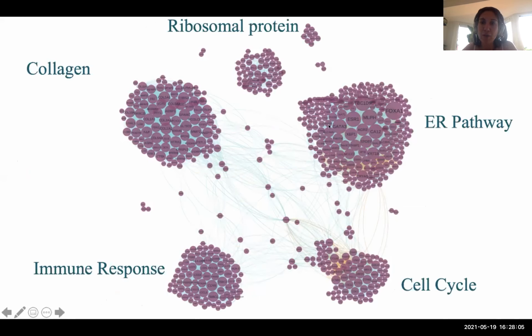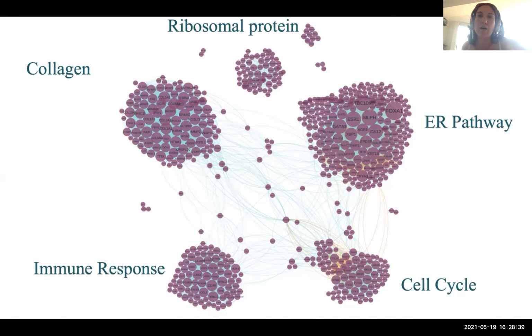And actually, we found 5 different clusters. So in each cluster, you can see the nodes. And the bigger nodes correspond to the more associated genes in that cluster. And you can also see that there are some lines that are blue and some lines that are orange, and that depends on the correlation. If the correlation is negative, that corresponds to the orange line. If the correlation is positive, that corresponds to a blue line.